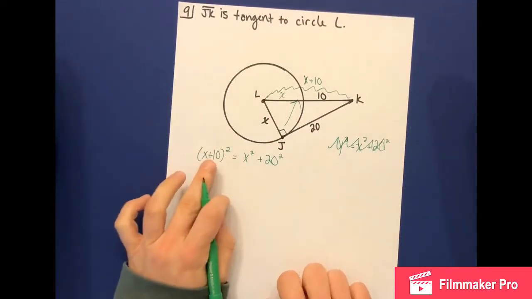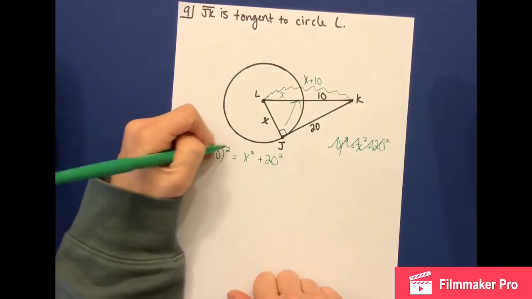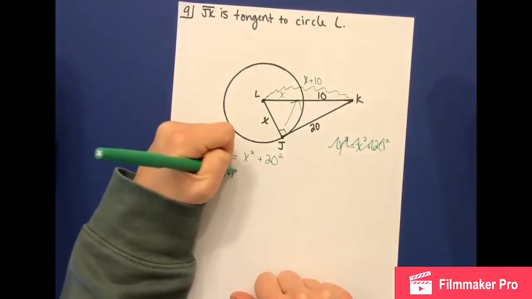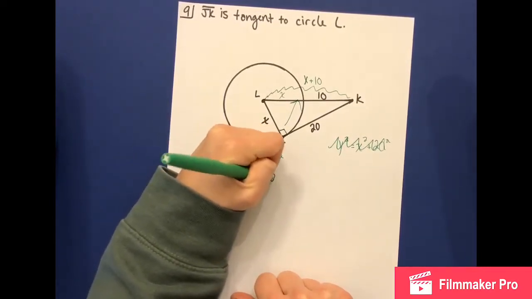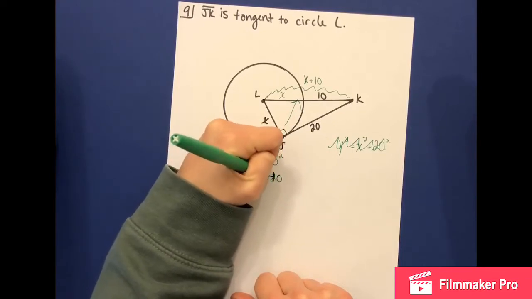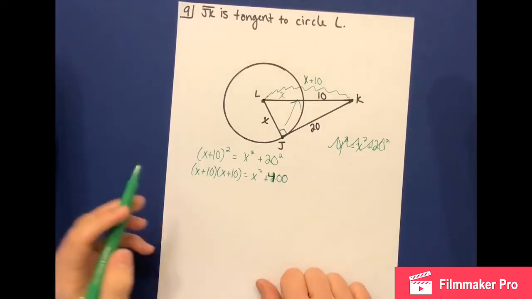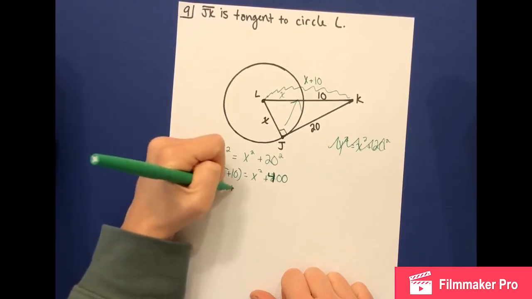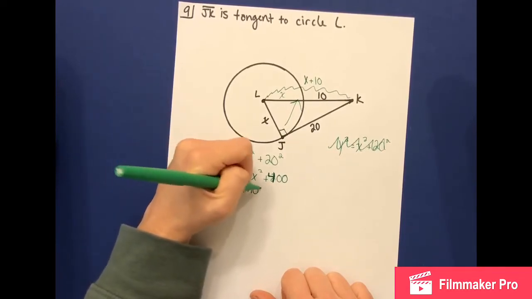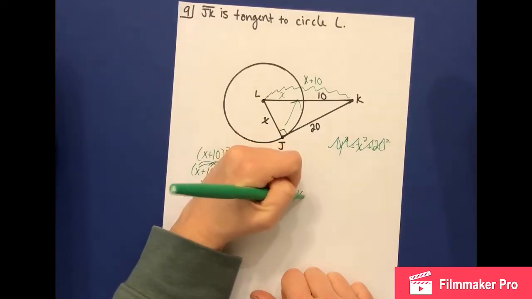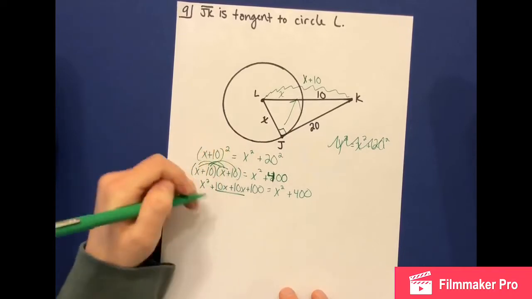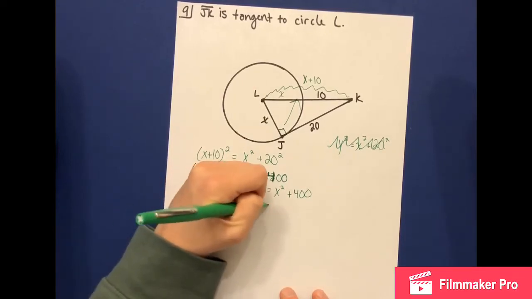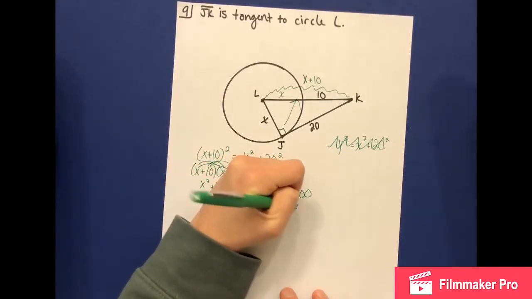Over here, yet again, there's an addition sign in there. I cannot just simply square each. So instead, I'm going to write this out and FOIL it. Okay, so looking at this, I have my x squared plus 10x plus 10x plus 100 equals x squared plus 400. I can combine my 10x's here. I get x squared plus 20x plus 100 equals x squared plus 400.